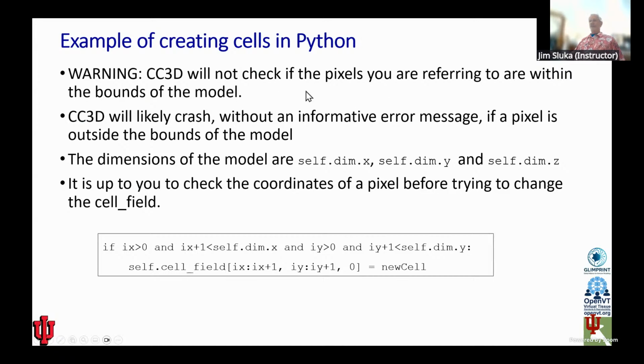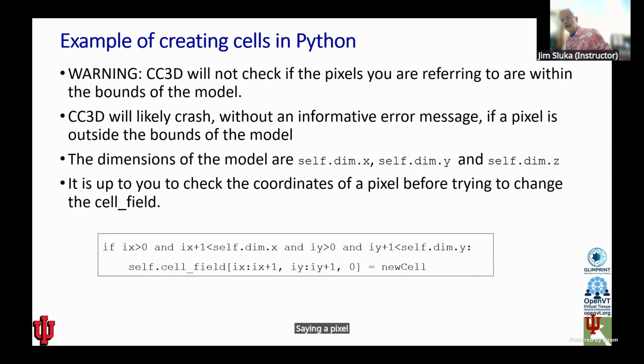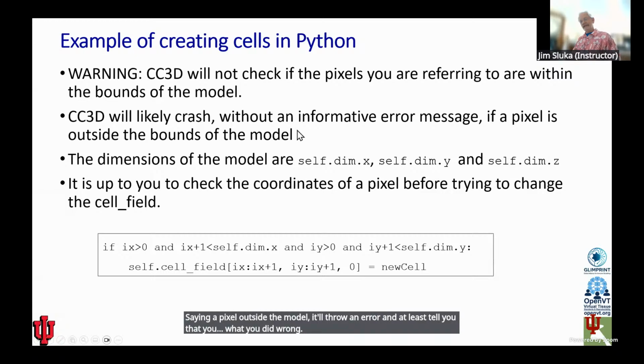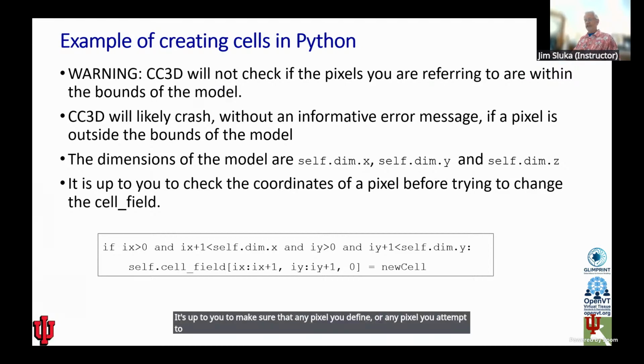A couple of warnings if you're manually manipulating cells. CC3D used to not check to see if a coordinate is inside the limits of the model or not. It wouldn't even throw an error, it just crashed. I believe that's been fixed. I think now if you tell it to assign a pixel outside the model, it'll throw an error and at least tell you what you did wrong. So it's up to you to make sure that any pixel you define or any pixel you attempt to access is actually within the model.